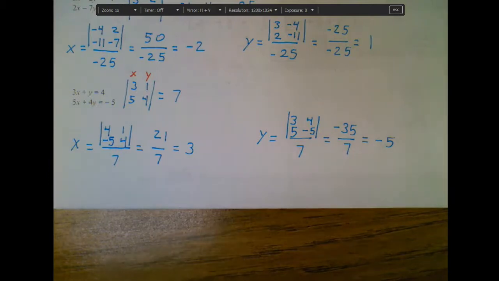And so that would be it. That's Cramer's rule for 2 by 2, just kind of the multiple use of determinants.